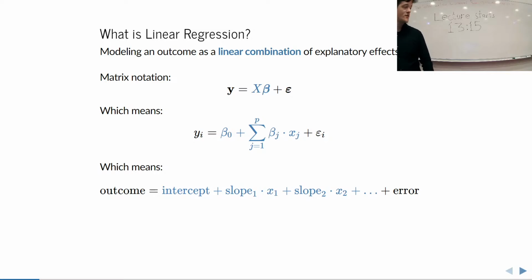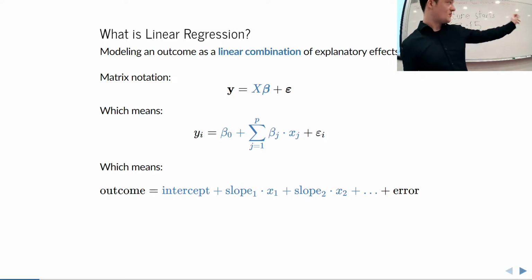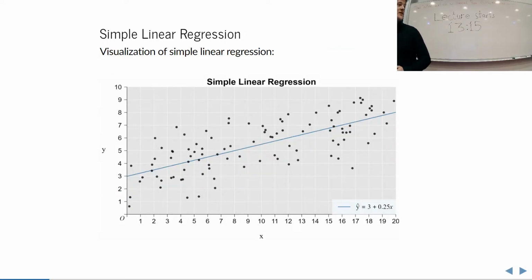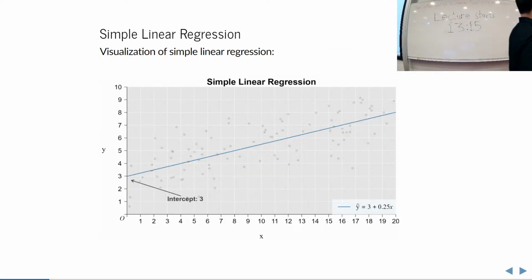Yeah, or in words, the outcome is the intercept plus a bunch of slopes times a bunch of explanatory effects plus some remainder. That is how all linear regression works. If you can somehow reformulate your problem into this form, then you can study it using linear regression. Okay, so here's what that looks like. Here we have a simple linear regression. So simple refers to there being one explanatory effect.